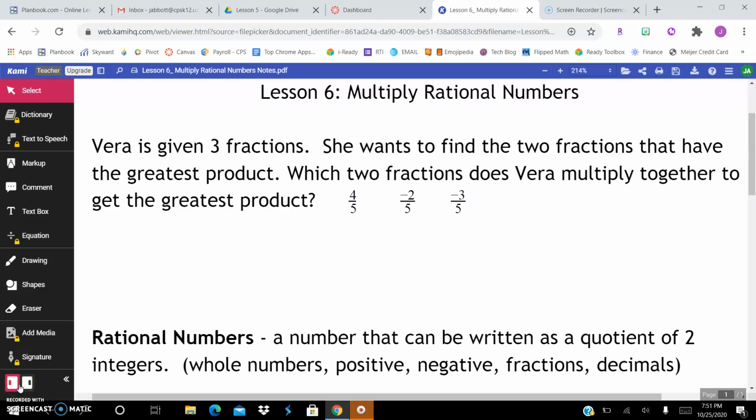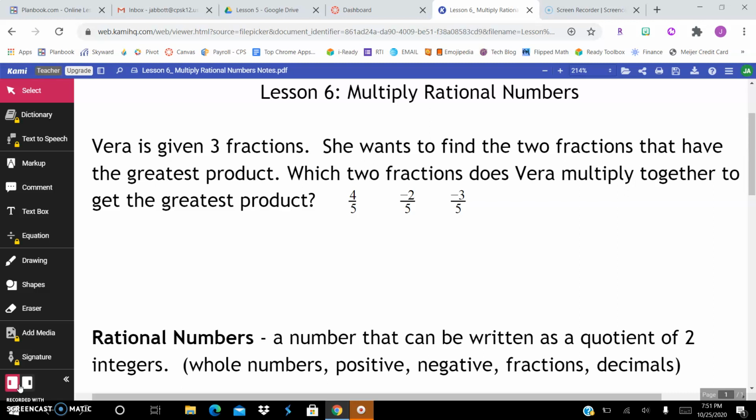Moving into lesson 6, we are going to look at multiplying rational numbers. Remember, rational numbers are whole numbers, they're fractions, there's decimals, there's negative numbers. So we're going to take a look at how to multiply these together.